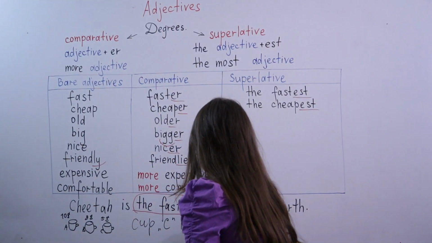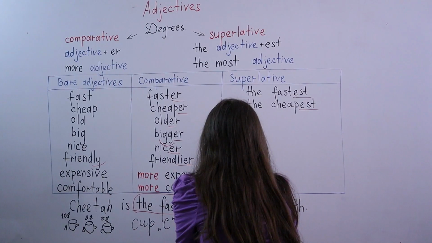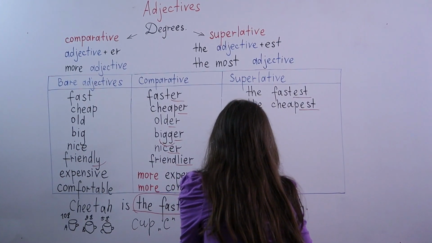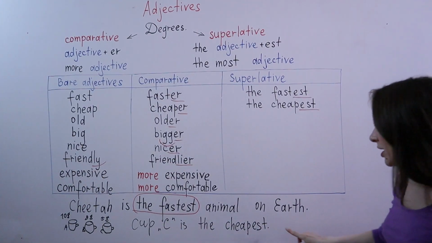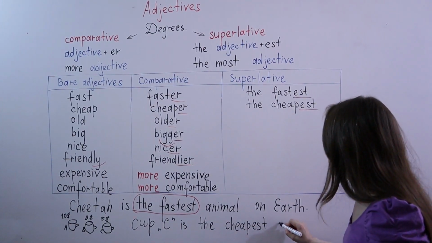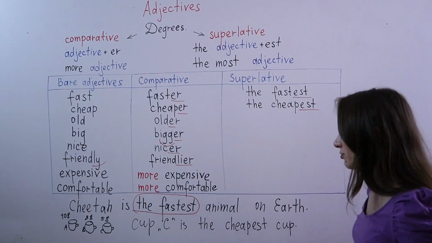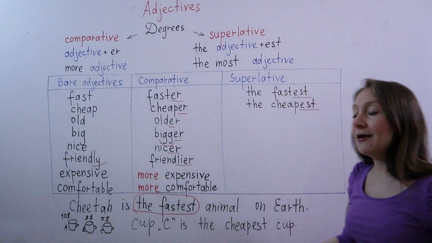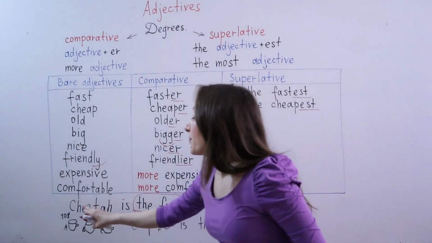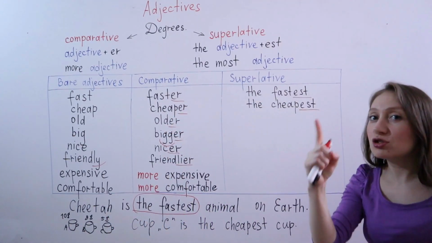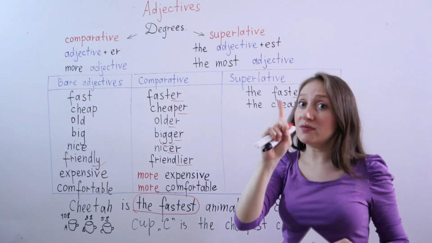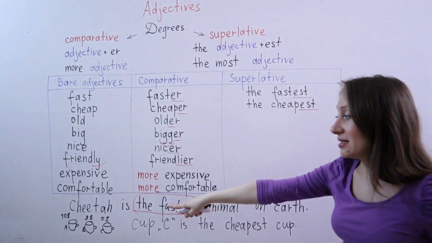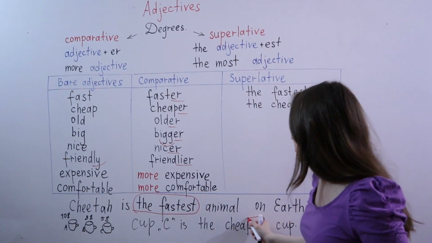So, cup C is the cheapest, right? You can write also is the cheapest cup, like a full version, right? Again, you kind of compared all of them and chose just one. It is the cheapest. Just one of them is the cheapest. Cup C, $5, right?